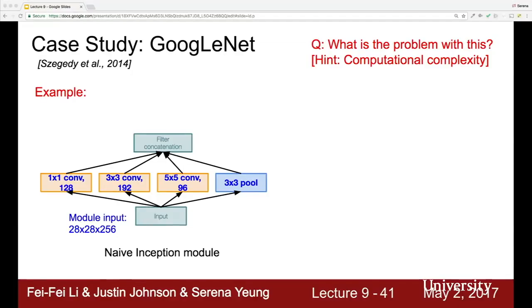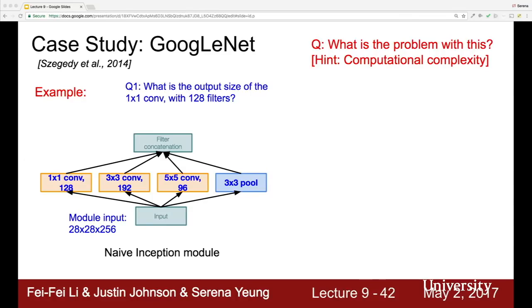So if we look more carefully at an example, here I've put 1x1 conv with 128 filters, 3x3 conv with 192 filters, 5x5 conv with 96 filters. Let's assume everything has basically the stride that's going to maintain the spatial dimensions. And then we have this input coming in.